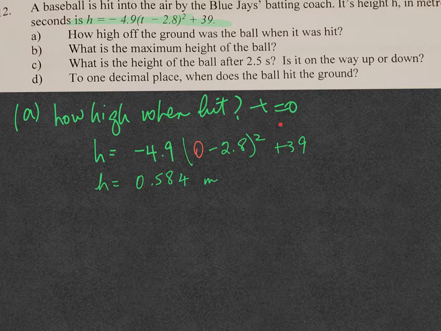So how high was it when it was hit? I had to put t equals 0 into this formula. So h equals negative 4.9 times (0 minus 2.8) all squared plus 39. Put it into my calculator and I get that the height when it was hit was 0.584 meters.